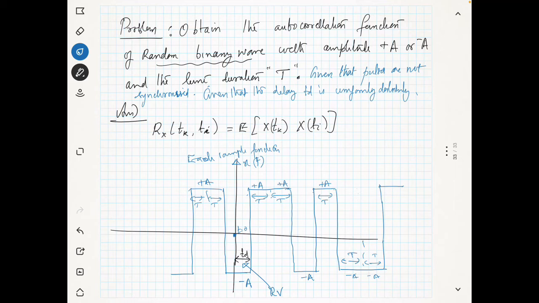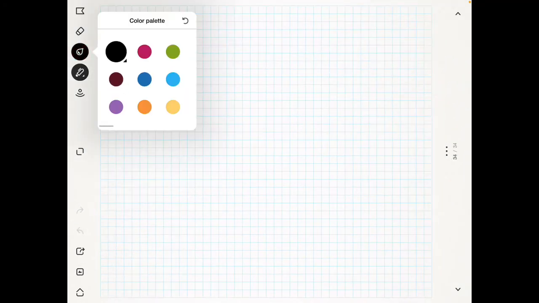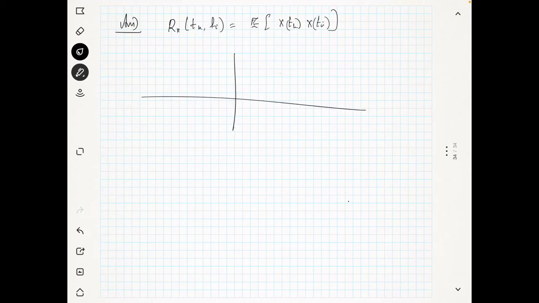Okay, now let us consider how to obtain the autocorrelation function. What is the basic formula for the autocorrelation function? You know that Rx of Tk and Ti is nothing but the expected value of x of Tk into x of Ti, right? This is very clear to you. So if you are taking the random binary wave, which we have explained here, it's maybe something like this. I am just expanding the view for your understanding.